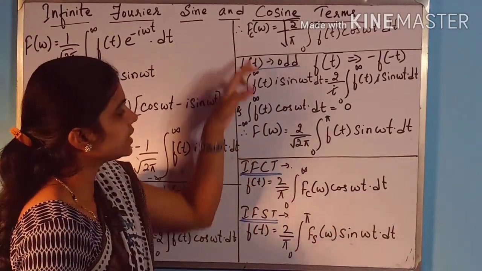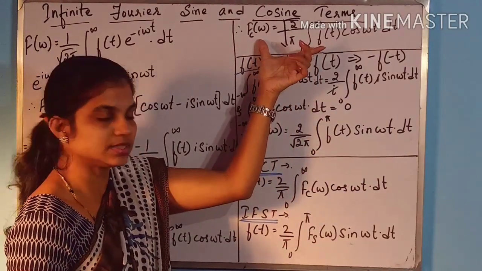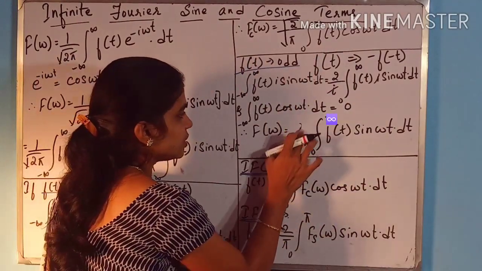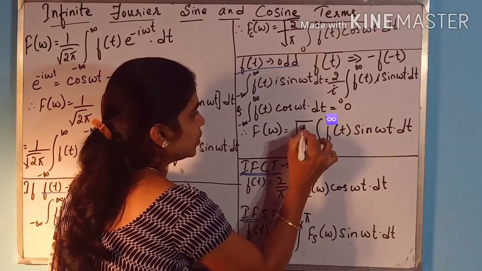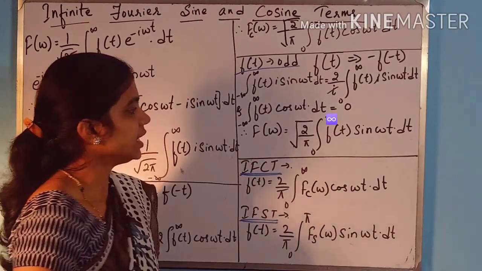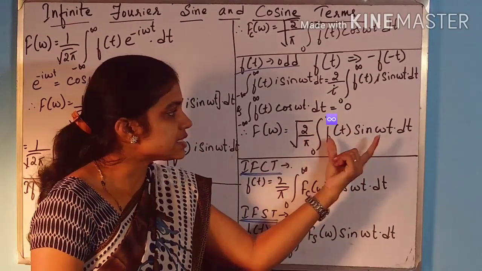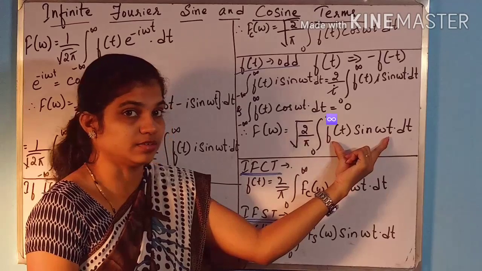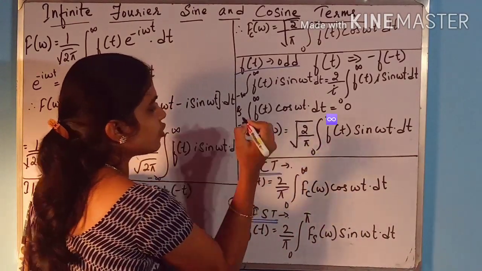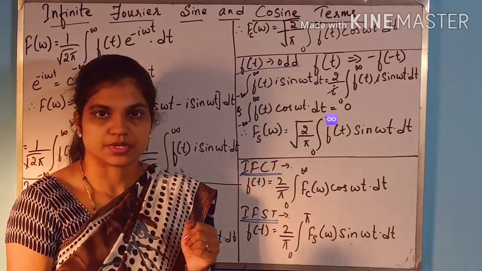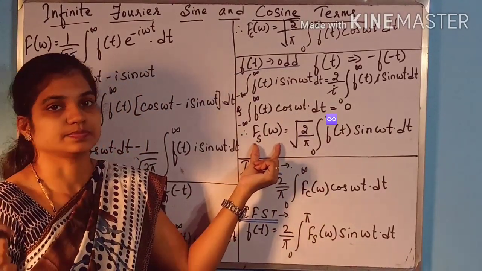So again I get a similar type of expression as I got in the cosine term. Again this is going to be root 2 by pi, integral from 0 to infinity of f of t sin omega t dt. And since this is a Fourier sine term, I can write this as f subscript s of omega. So this is denoting the Fourier sine term.